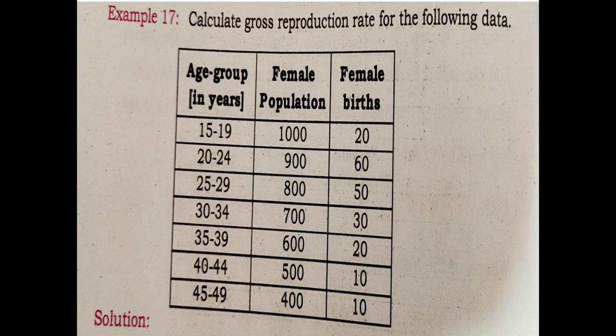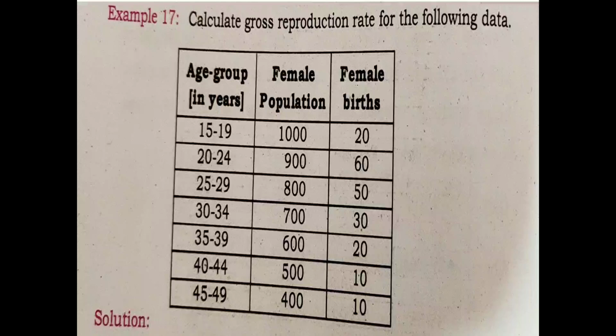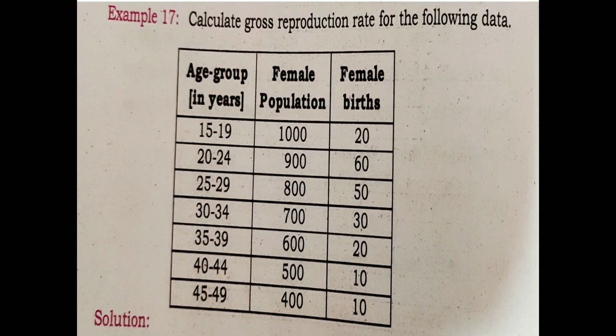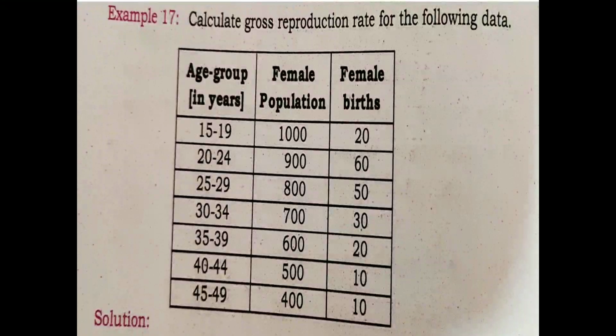Now let us solve some problems related to GRR. Calculate gross reproduction rate for the following data. For the following data, you need to calculate GRR. Age group in years is given, female population is given, and female births are given. What is the formula for GRR? It is GRR is equal to I into summation of WSFR, that is from 15 to 49.